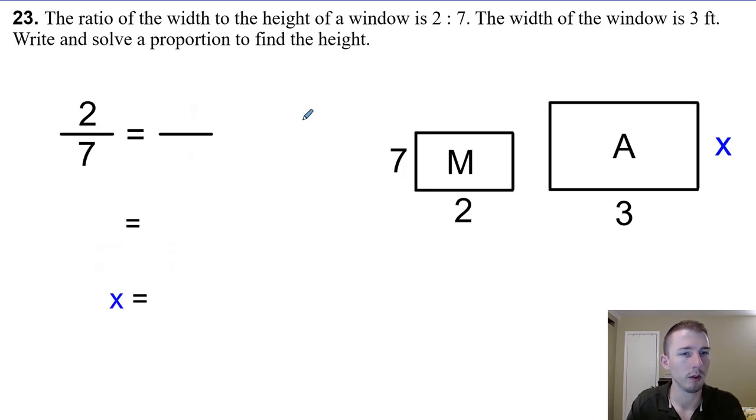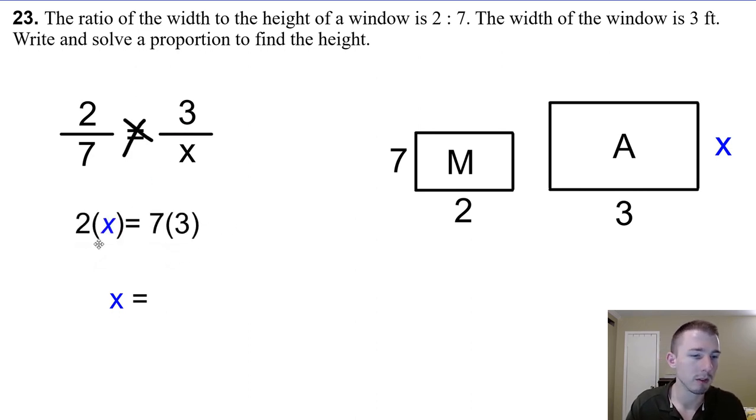23. The ratio of the width and the height of a window is 2 to 7. The width of the window is 3 feet. So this is the ratio of width to height, and then the width is 3 feet. So 2 goes to 7 just as 3 goes to x, in other words. And you can fill in the model and the actual if you want as well. Then we're going to cross multiply in this case because we can't reduce anything. When we do that, we're going to end up with 2x is equal to 21, or 7 times 3. Divide both sides by 2, and we end up with x is equal to 10.5. So the actual height of the window would have to be 10.5.